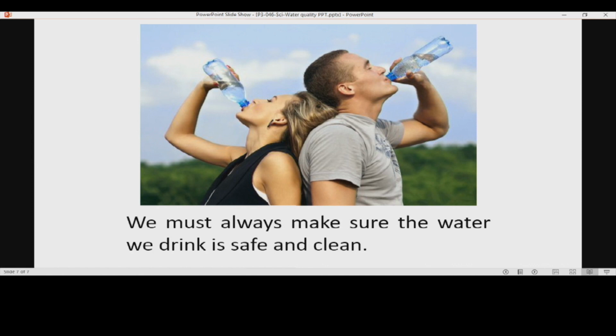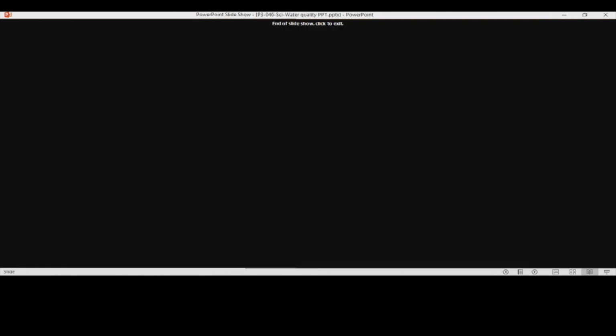Do you know what to do if you're not sure if the water is safe to drink? Don't drink it. If you're not sure, never drink water. You don't know where it's come from. Any questions, guys? No. Okay, well done.